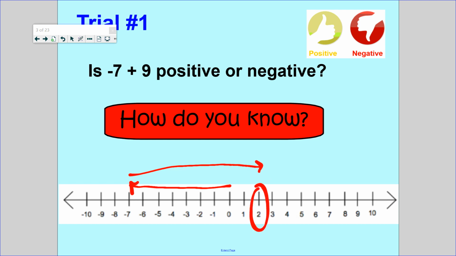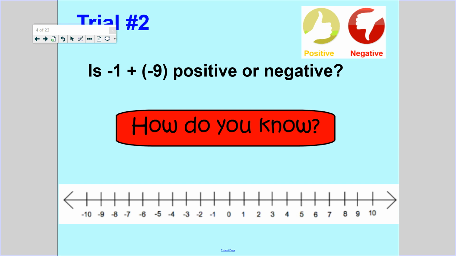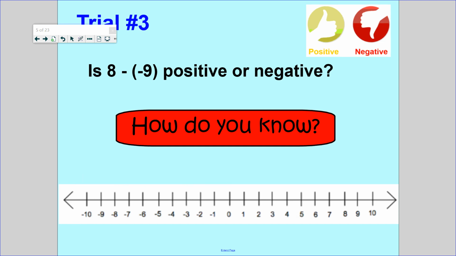It is positive. Negative 1 plus negative 9. Positive or negative? So go negative 1 and then go 9 more units left, negative 10. Oh, negative.